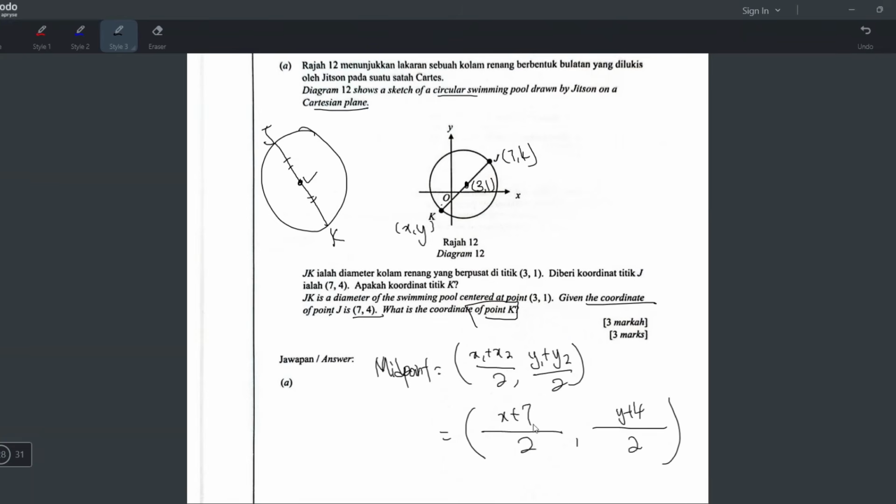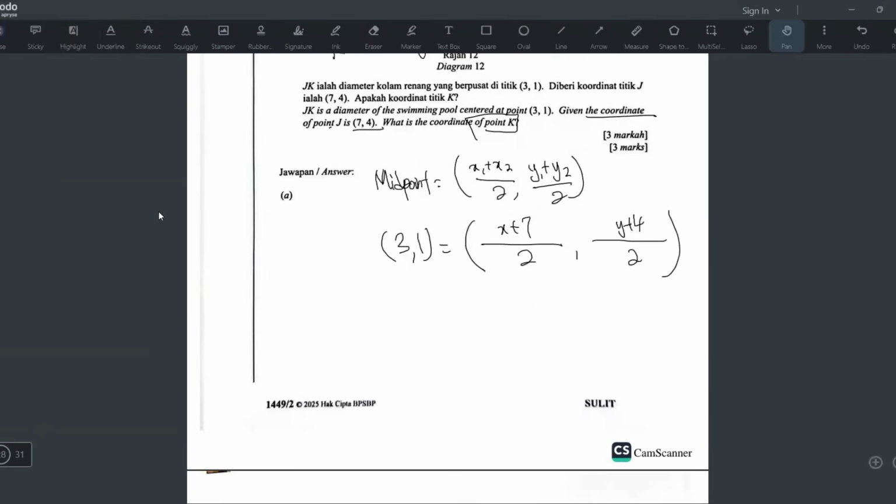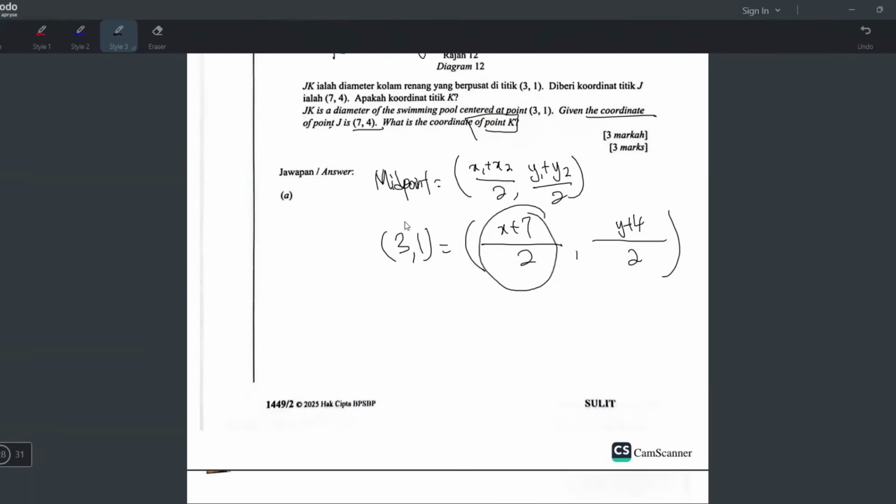But sir, there's no x, y, how do I do it? Okay, no problem. You have the midpoint answer, (3, 1), so you write the 3, 1 here. Now you can find x, y by comparing. When you compare, x equals x and y equals y. So x plus 7 over 2 equals 3, and for the y coordinate, y plus 4 over 2 equals 1. Then find x from here, find y from here, and that will be your point K.